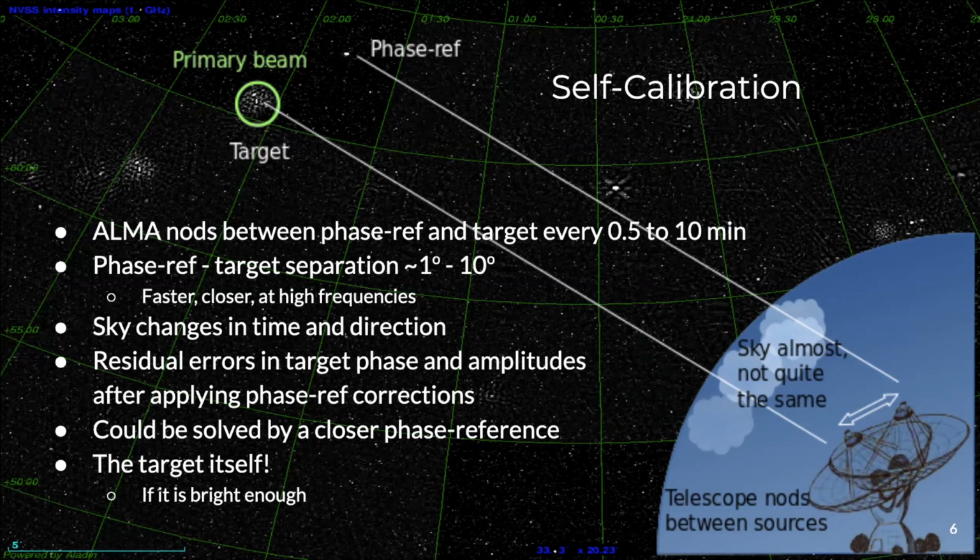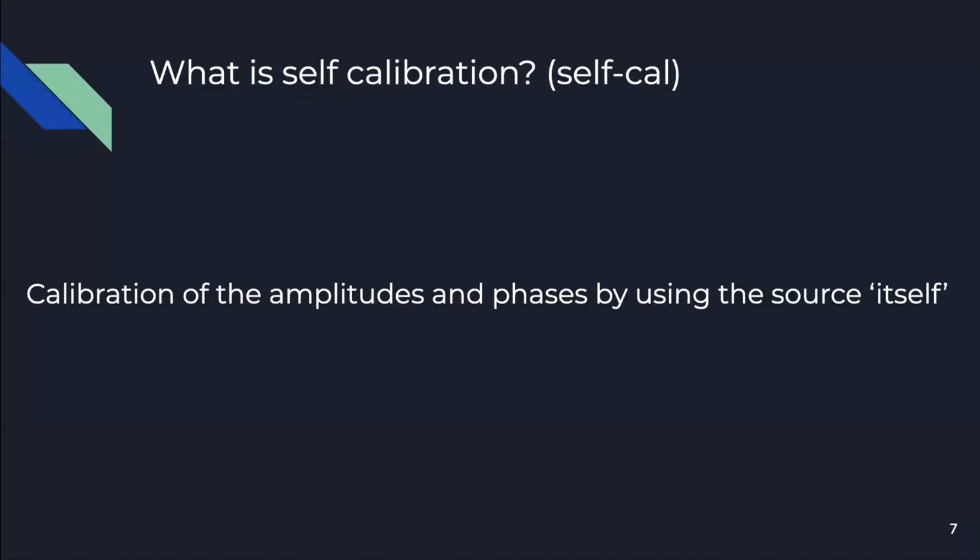If that is the case, then you can use the science target to calibrate those phase fluctuations along the line of sight. If that happens, then you are doing self-calibration. You are using the science target visibilities in order to calibrate the science target visibilities. In the end, you use a subset of the science target visibilities to calibrate the rest of the target visibilities. So that is self-calibration: using the science target to calibrate the visibilities of the science target. Okay.